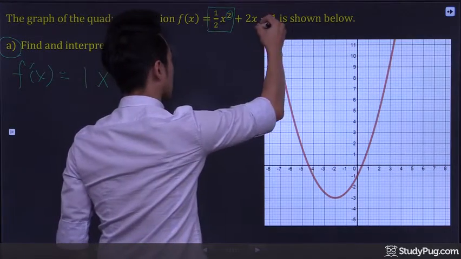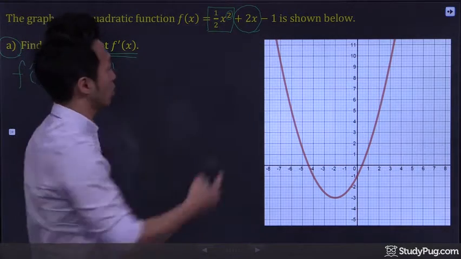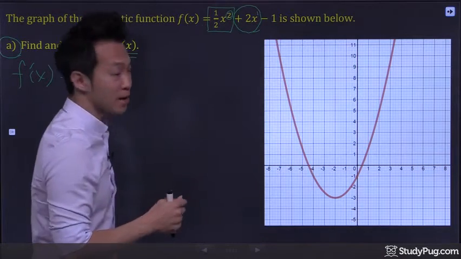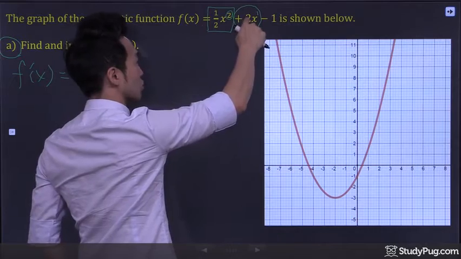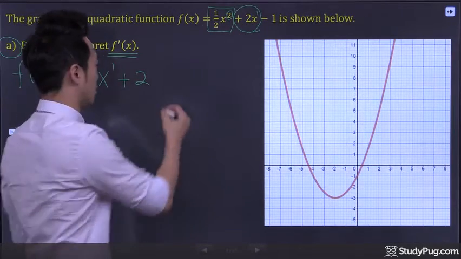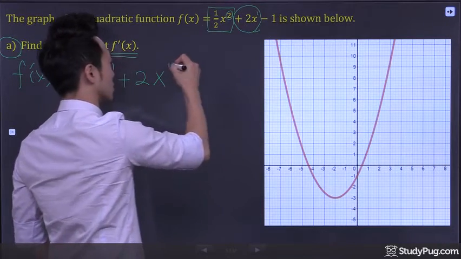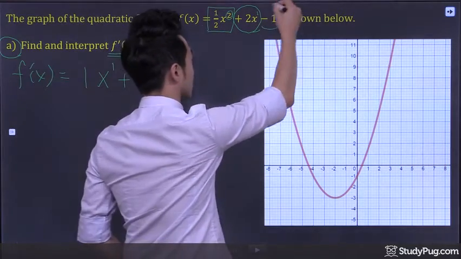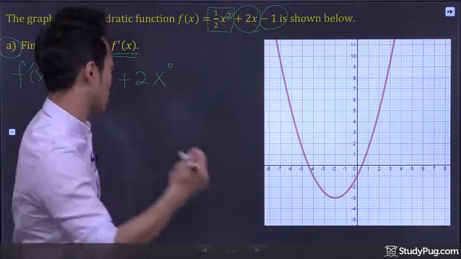Now, let's look at the second term, positive 2x. Here we can actually write this as 2x to the power of 1. So with the power rule, we bring the exponent 1 to the front times 2, we get 2, x. Now, exponent minus 1, so 1 minus 1, we get 0. Next, the last term, negative 1. The derivative of any constant is 0.